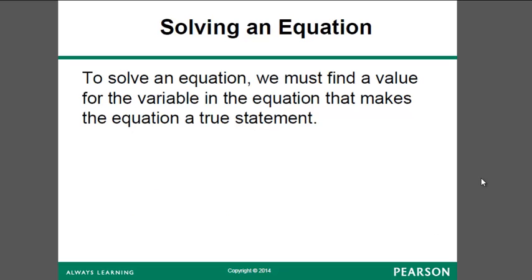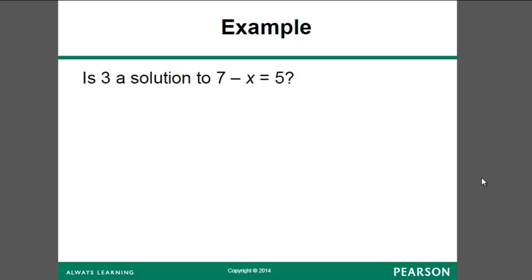To solve an equation, we must find a value for the variable in the equation that makes the equation a true statement. What this means is I want to be able to substitute a number in for the variable and make sure that it's a true statement. Does it actually equal the other number? Let's look at an example. Is 3 a solution to 7 minus x equal to 5? You can probably look at that and tell me what x should be.